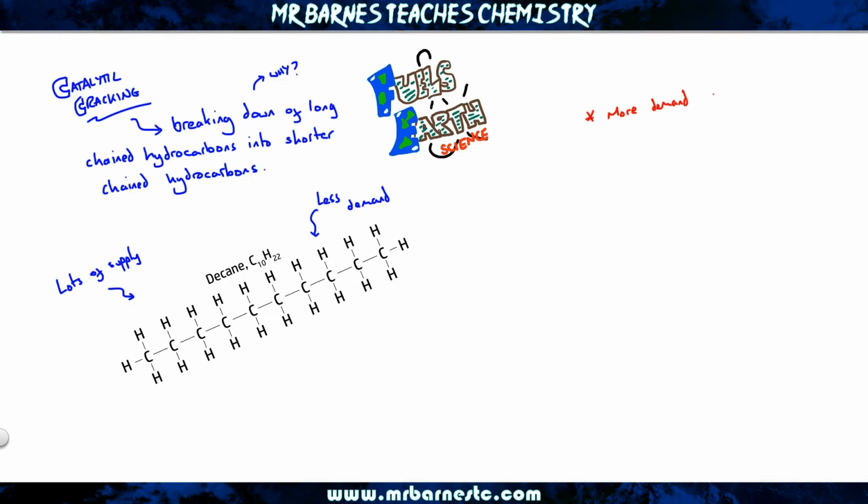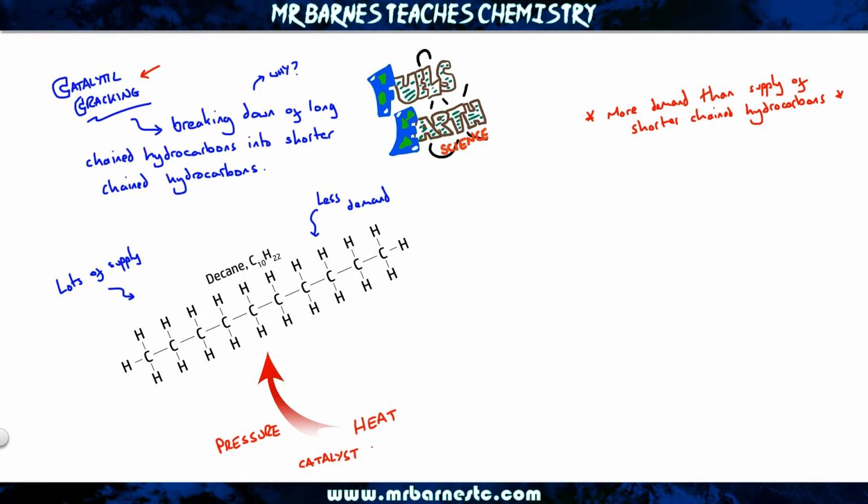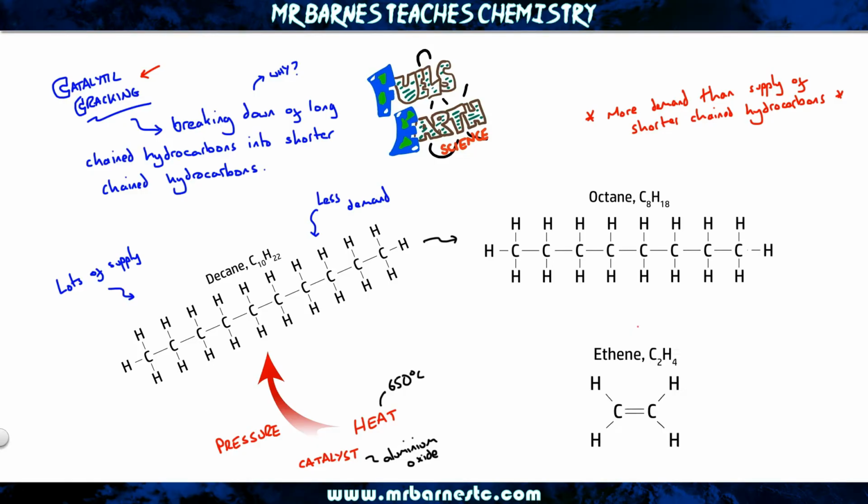But the smaller ones, like C2H4, ethene, we have more demand than supply. We don't have enough of them. So what we have to do is catalytic cracking. So we heat our decane, we put pressure on it, and we use a catalyst, the heat being 650 degrees, catalyst being aluminium oxide, and it breaks those long-chained alkanes, long-chained hydrocarbons, down into shorter-chained ones. And in particular, you get a shorter-chained alkane and a shorter-chained alkene. And by doing that, we meet our demand for the shorter-chained hydrocarbons.